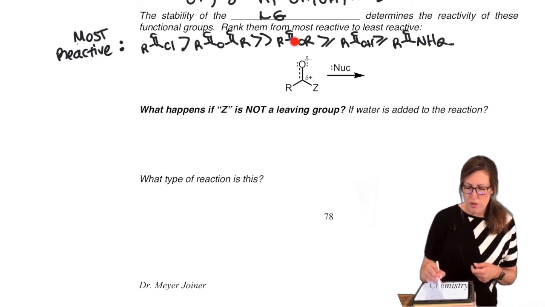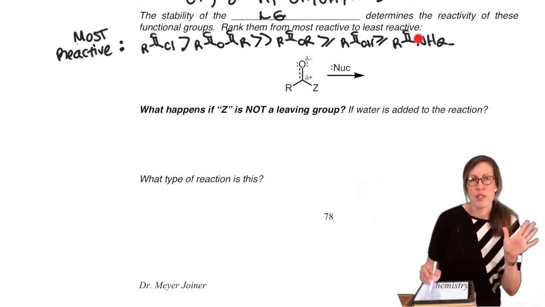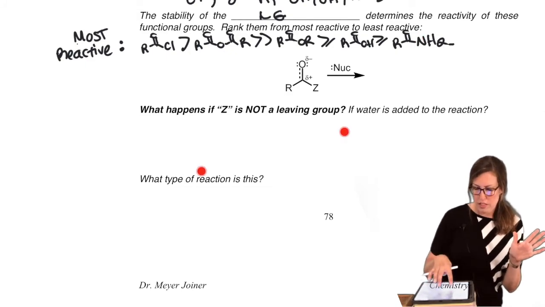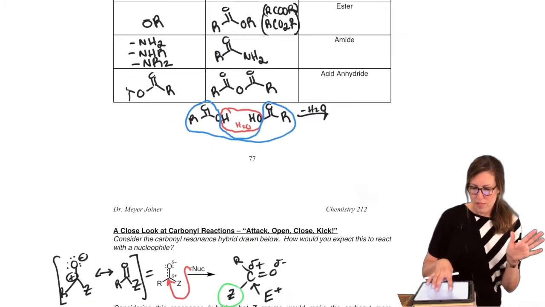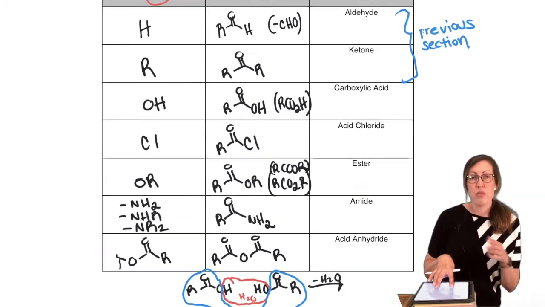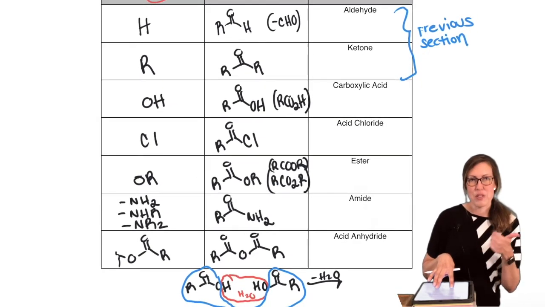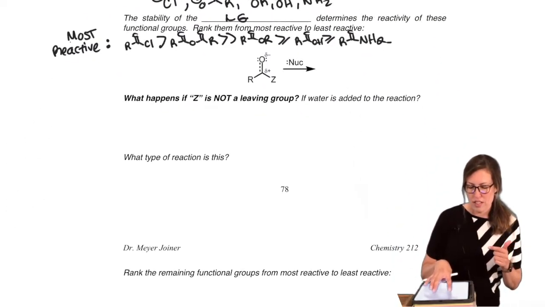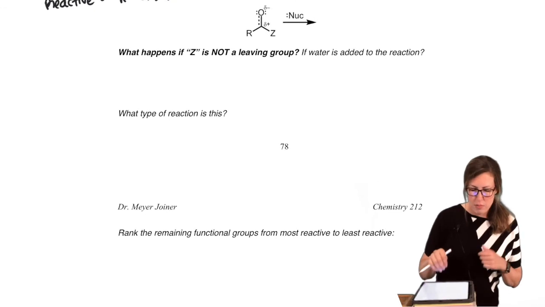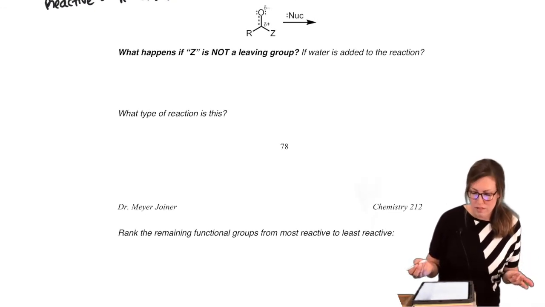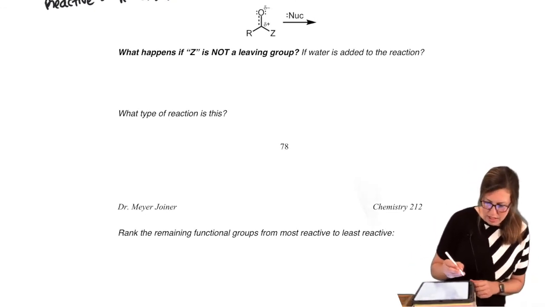1, 2, 3, 4, 5. But there were 7 groups on the first page. Go back to the first page. Who did we miss? The previous section. Ketones, aldehydes. They were not in this list. Why? Because they are not leaving groups. Z is not a leaving group for a ketone or aldehyde.